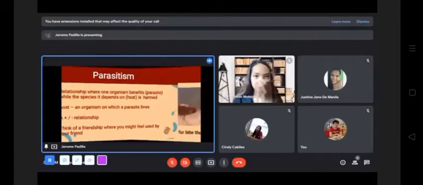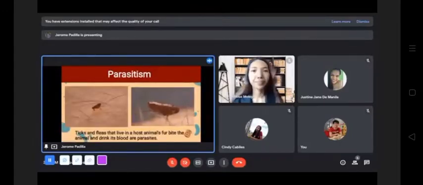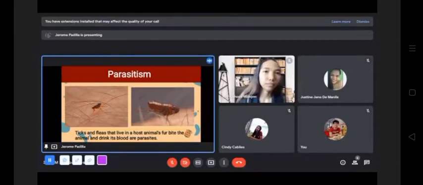An example of this is ticks and fleas that live in a host animal's fur, bite the animal and drink its blood; they are parasites. So for example, the kuto sa imong buhok, the kuto is going to affect you, and the kuto is going to benefit from the blood that came from your scalp.